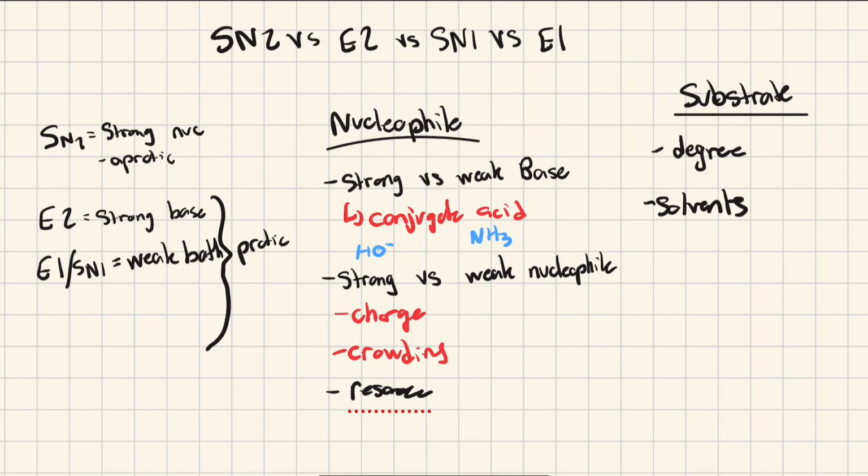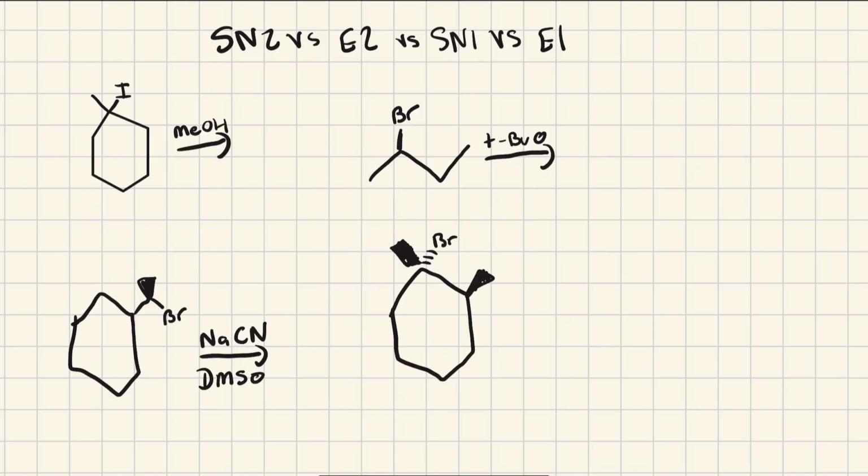Let's take these applications and put them into some examples. Let's look at some reactions and apply what we just looked at. Let's look at this first one right here. We have cyclohexane with a methyl group and an iodine group attached, and we have methyl hydroxide attacking it. The first thing we want to do is look at the attacker, the nucleophile. We have methyl, which is CH3, with an OH.